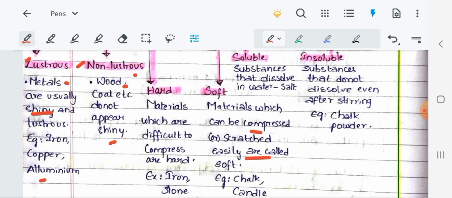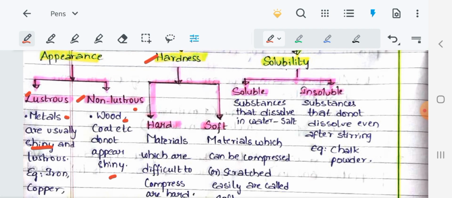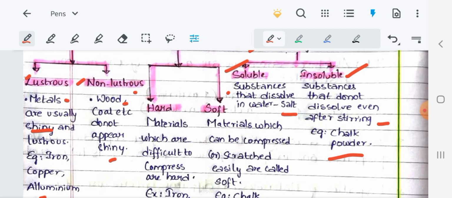Now let us talk about the third property, that is solubility. Taking water as a solvent, if substances dissolve in water or completely disappear after mixing, then we call such substances soluble substances. For example, salt is soluble in water. Insoluble substances do not dissolve or disappear even after stirring. For example, chalk powder and sand are insoluble in water.